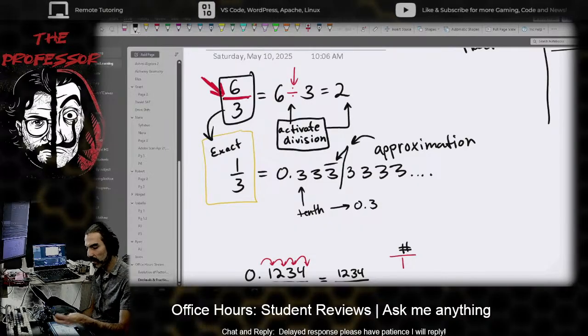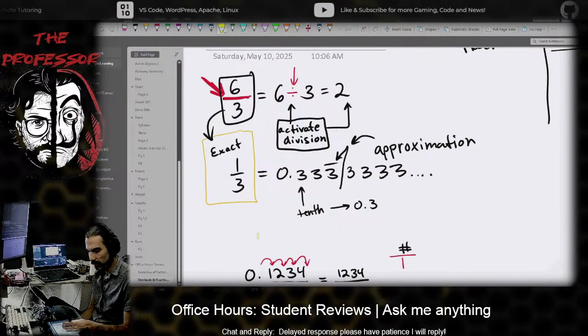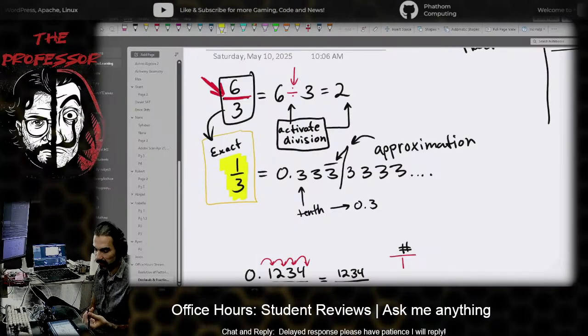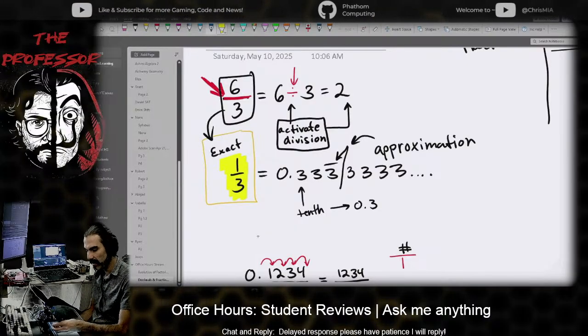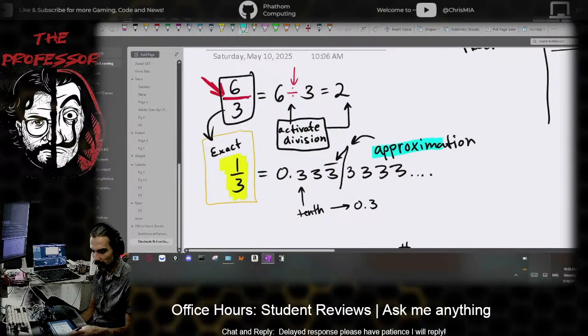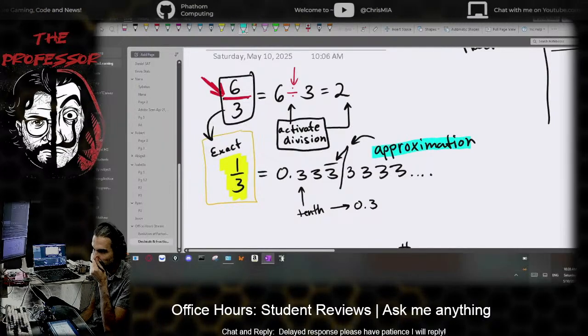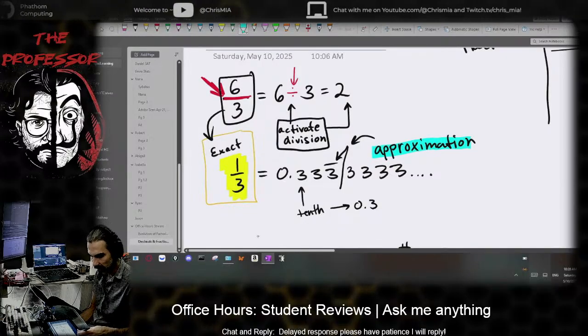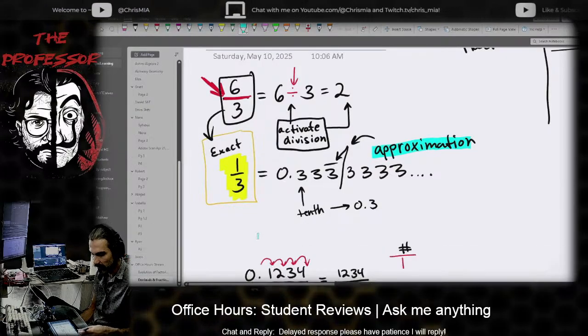So, most of the time, we use fractions to represent our answer, unless they say approximate. That's the only time we really care to go against the fractional situation.